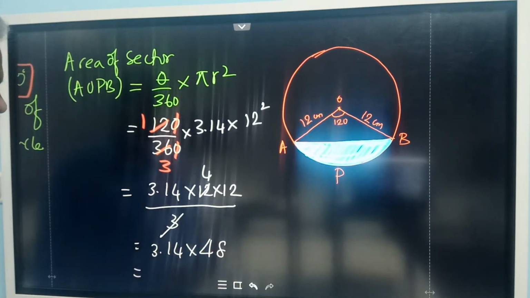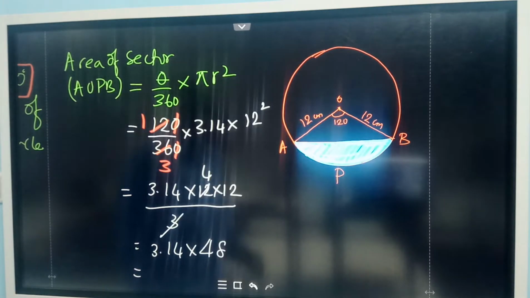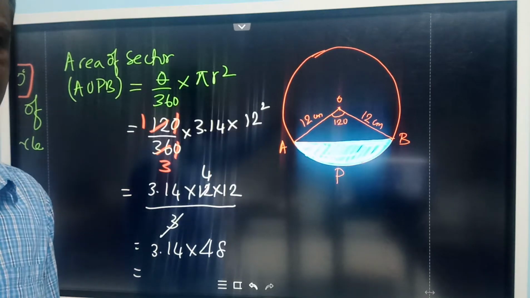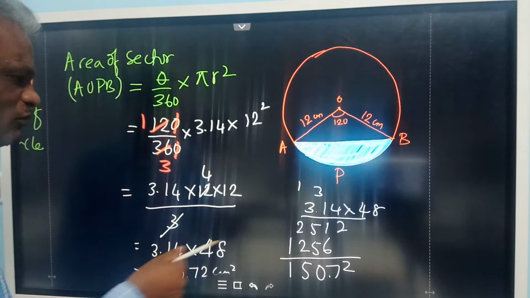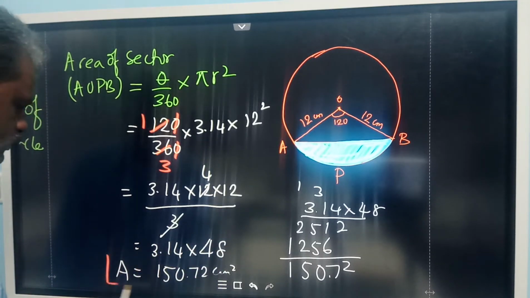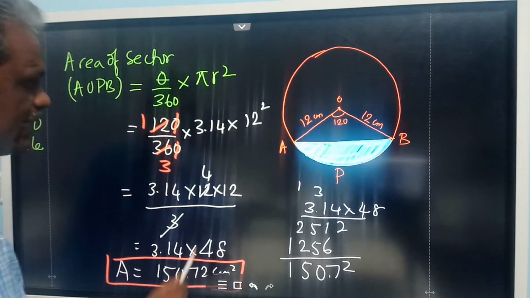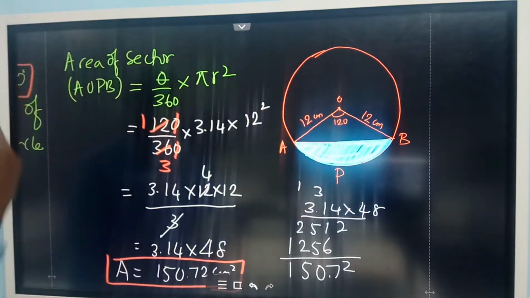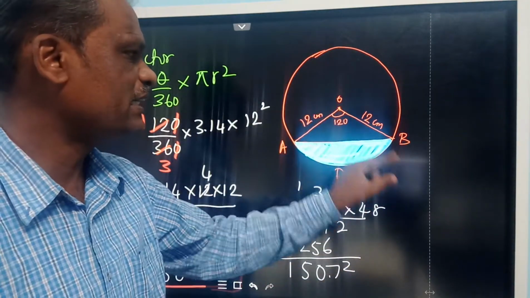So now multiply this: 3.14 into 48. You multiply these two, and you will get 152.72 centimeters squared. This is the area of this complete sector. Now I want to find out the area of this triangle AOB.